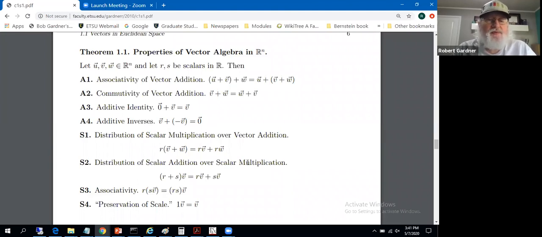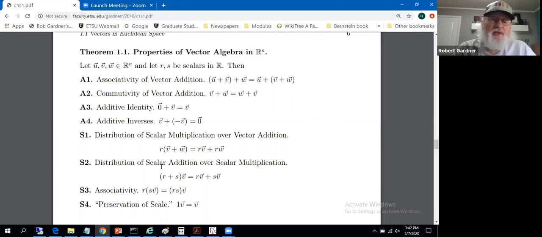In terms of properties of scalar multiplication, we've got distribution, legitimate distribution now. Distribution of scalar multiplication over vector addition. If we take scalar r times the vector sum v plus w, we get r times vector v plus r times vector w. So distribution, we commented in the past, you need two operations to have a distribution property. Here we've got the operation of scalar multiplication right there, and the operation of vector addition right there.